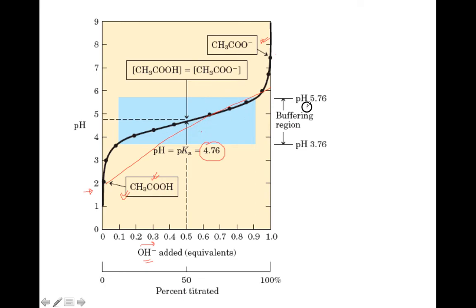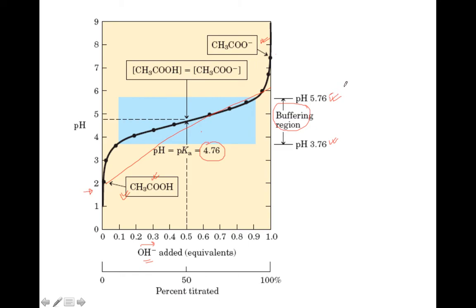This is called the buffering region. So for acetic acid it is a region between 3.76 to 5.76.